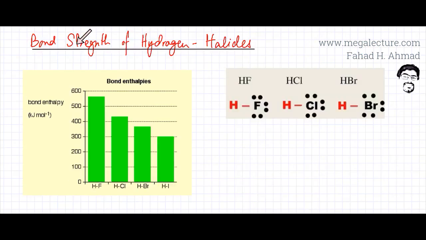Let's now discuss the bond strength of hydrogen halides, which are basically HF, HCl, HBr, and HI. And as you can see over here, the trend is perfectly followed. Bigger molecules are going to have weaker bonds.